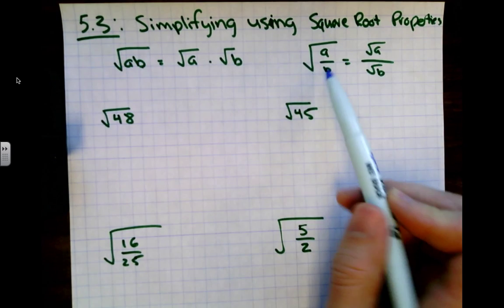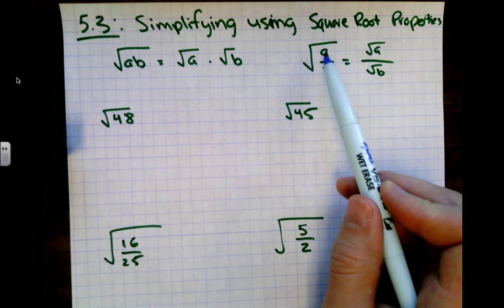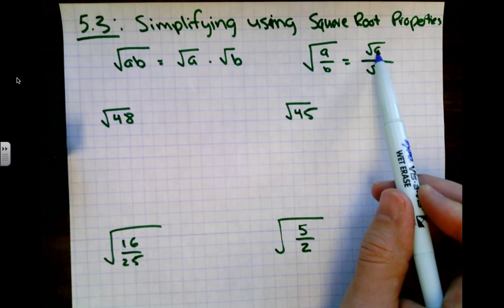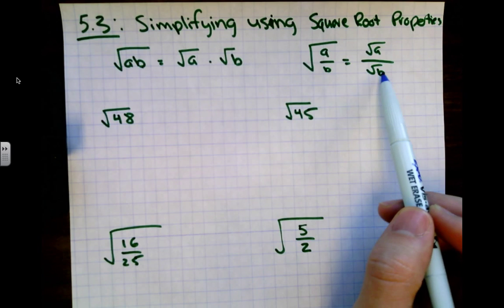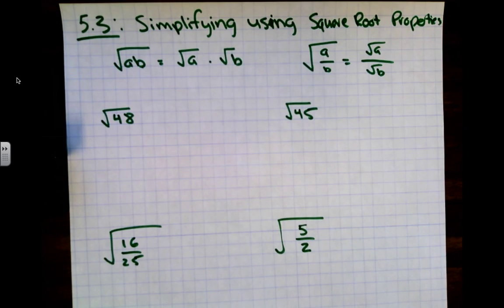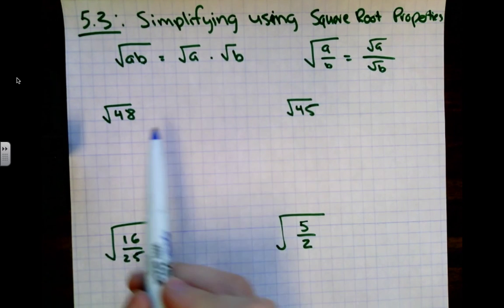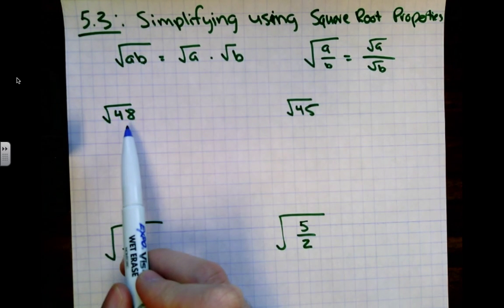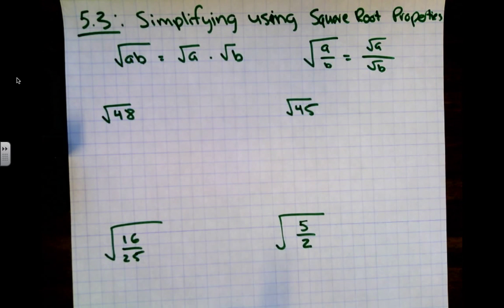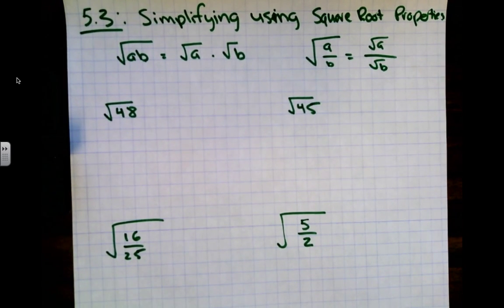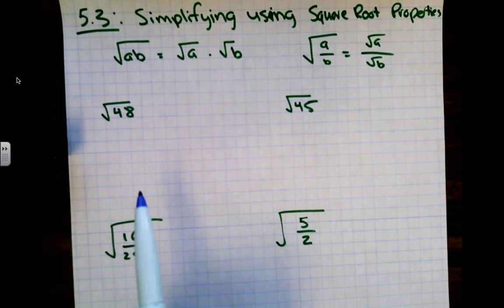Same thing over here. If I have the square root of some fraction, I can really take the square root of the numerator and divide it by the square root of the denominator. And that's going to help me go through and reduce radicals. So our first one, the square root of 48. If I want to reduce that, what I need to look for is some square number that is a factor of 48.